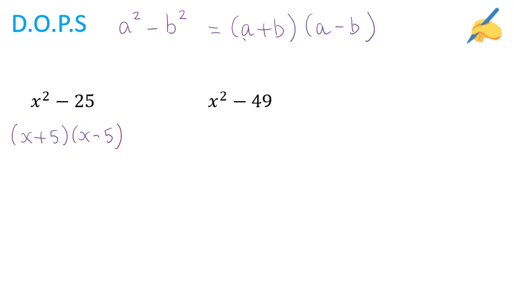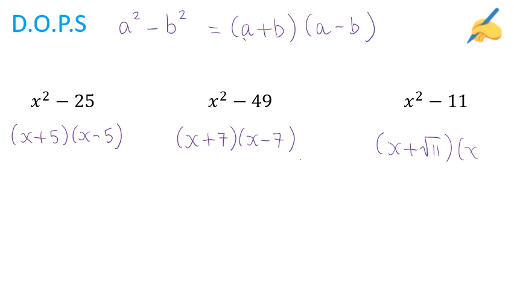Next example, x squared minus 49. So the square root of x squared is x, and the square root of 49 is 7. So I'll have plus 7 and minus 7. And last one here, x squared minus 11. All right, so the square root of x squared is x. Now 11 is not a perfect square number. So for this one here, we can just write square root 11. It's more accurate than writing out a decimal from your calculator, minus square root 11.